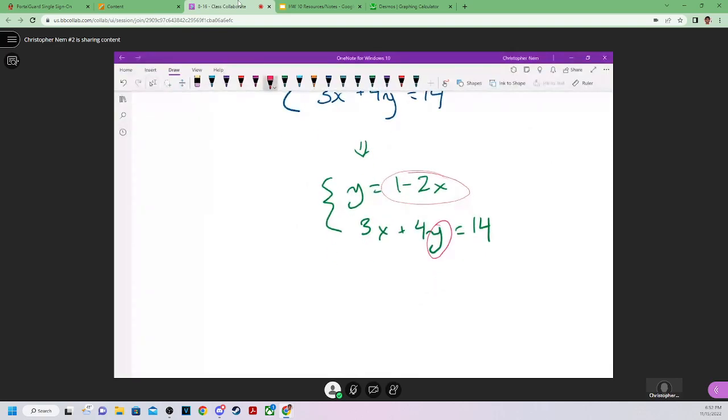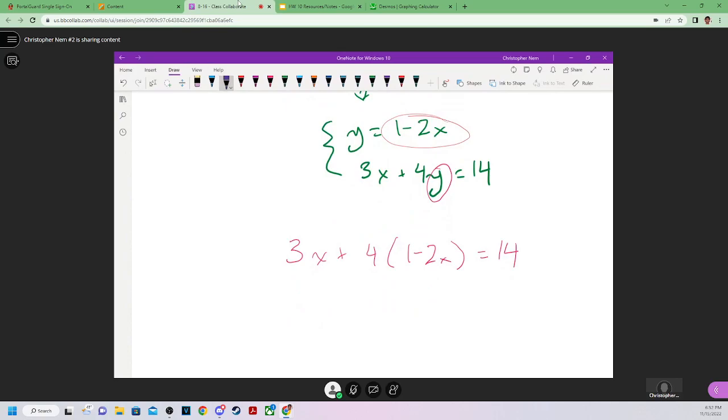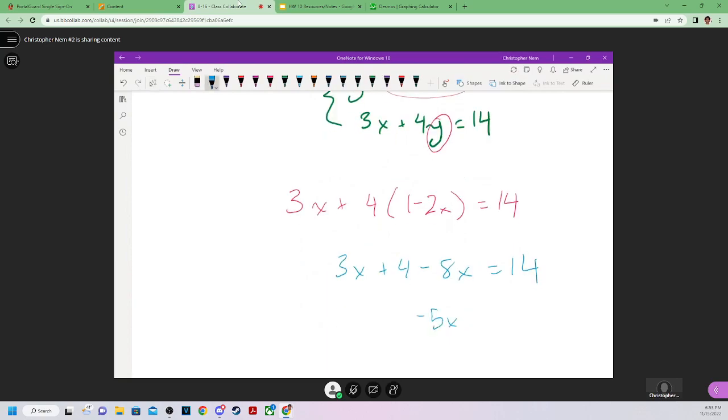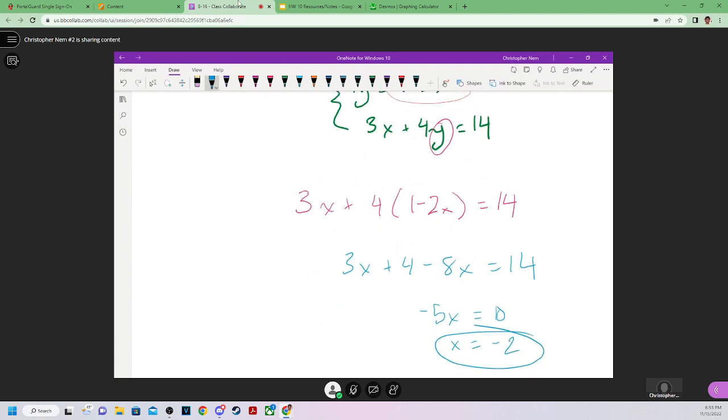So now if I plug that in, I get 3x plus 4 times (1 minus 2x) equals 14. And if I solve this out, I get 3x plus 4 minus 8x equals 14. I get negative 5x equals 10. x is equal to negative 2. I am not done just yet. I have to figure out the y value.